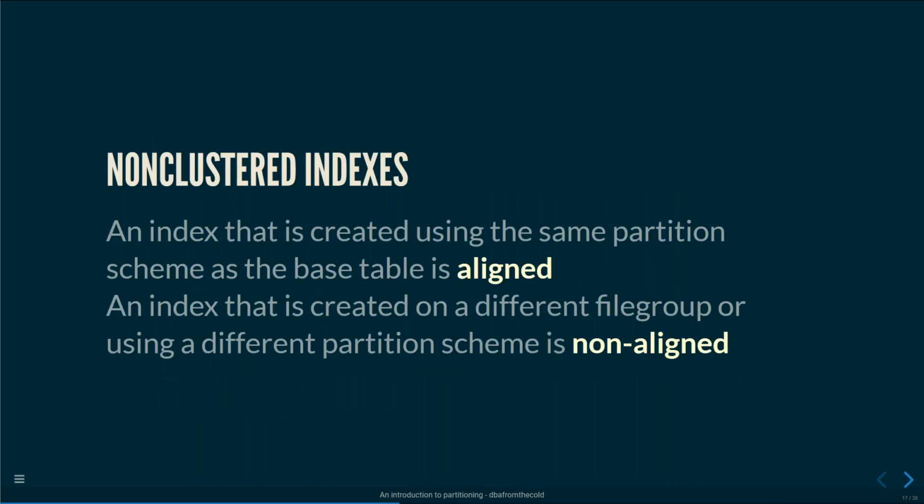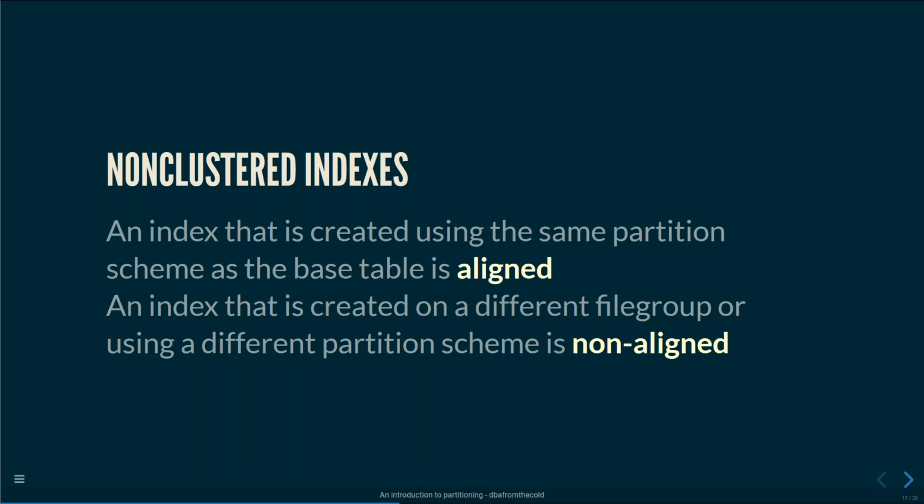Now, with non-clustered indexes there's an extra consideration, and that's whether our index is going to be aligned or non-aligned. An aligned non-clustered index uses the same partition scheme and partitioning key as the base table. So they are divided up the same, they are aligned. A non-aligned non-clustered index is an index that uses a different partitioning scheme or partitioning key or lives on a different file group to the base table.